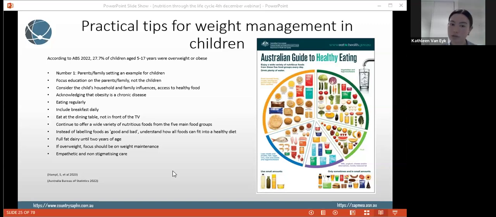In terms of language around food, try to avoid labeling foods as good and bad, because this can cause issues later with language around food and negative connotations around food. So more so trying to understand how, whilst we are trying to limit the discretionary foods, we can also fit them into a healthy diet. Generally, we look at full fat dairy until 2 years of age, and again, that's weight maintenance rather than weight loss.